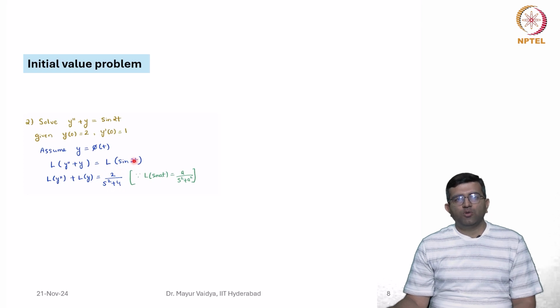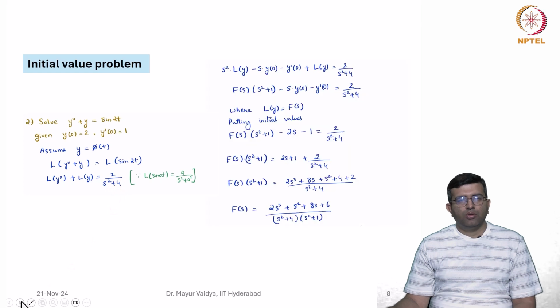L of sine at, as we saw, is a by s square plus a square, so L of sine 2t is 2 by s square plus 4. Now, using the theorem that we have seen a couple of slides back, L of y double prime is equal to s square into L of y minus s times y of 0 minus y dash 0, plus L of y is equal to 2 by s square plus 4.